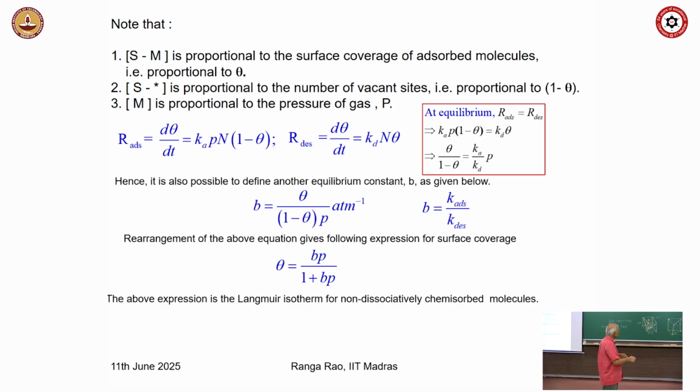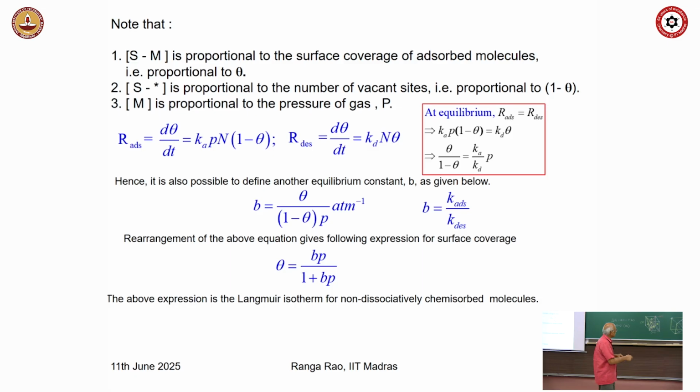The rate of adsorption, d theta by dt, is proportional to the pressure times the number of molecules hitting, 1 minus theta. You are all familiar with this, right? How many of you are familiar with the Langmuir isotherm derivation? Some of you, not all of you.